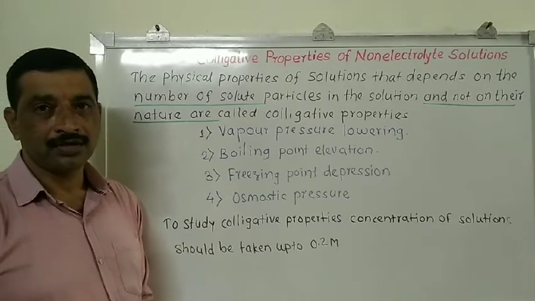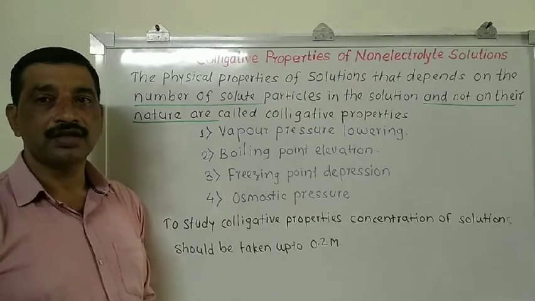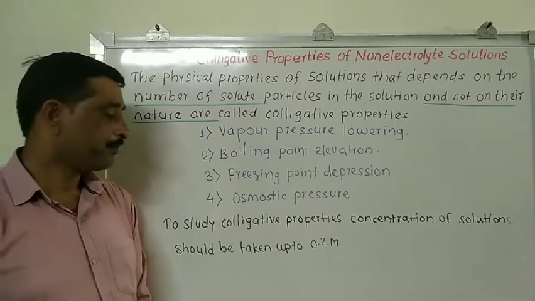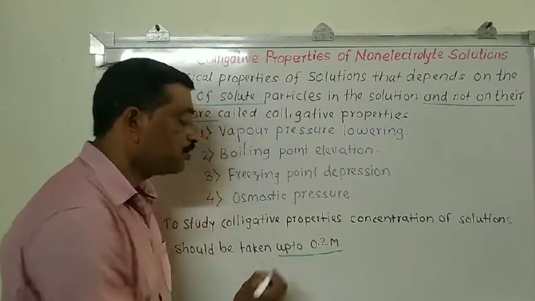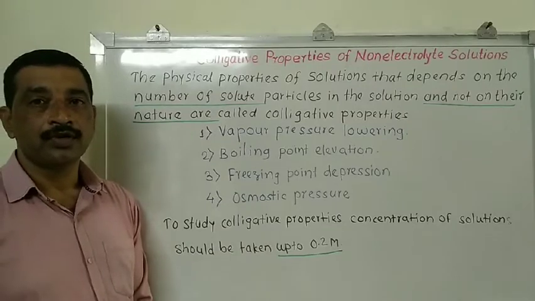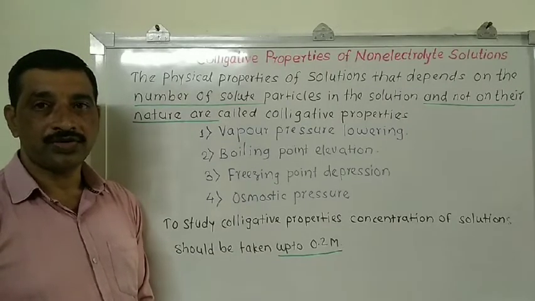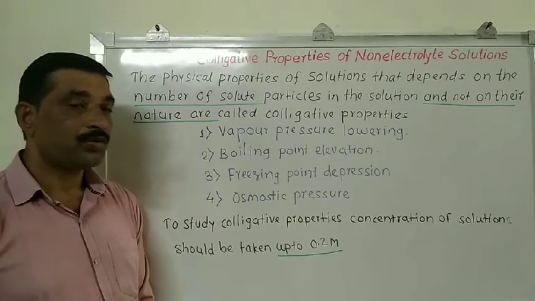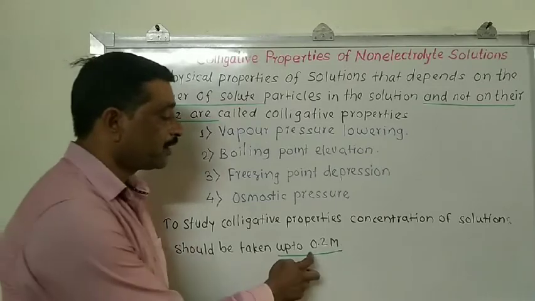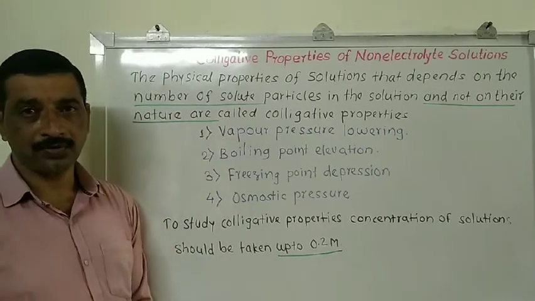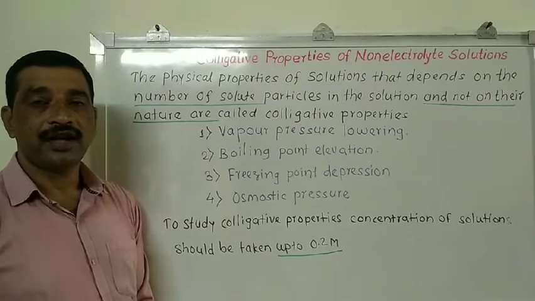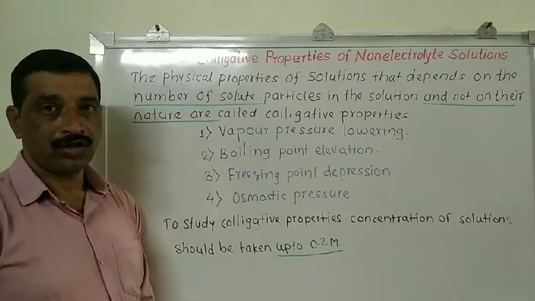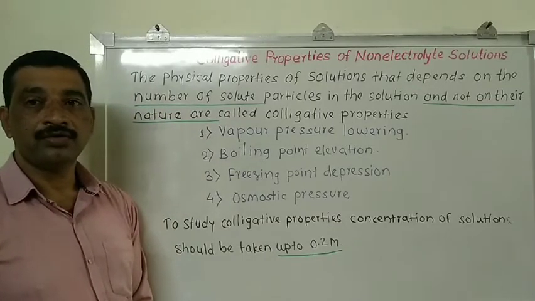When you consider the concentration of solution to study the colligative properties, the concentration of solution should be taken up to 0.2 molar. So colligative properties are only observed for dilute solutions, having a concentration of 0.2 molar. So this is about the colligative properties.